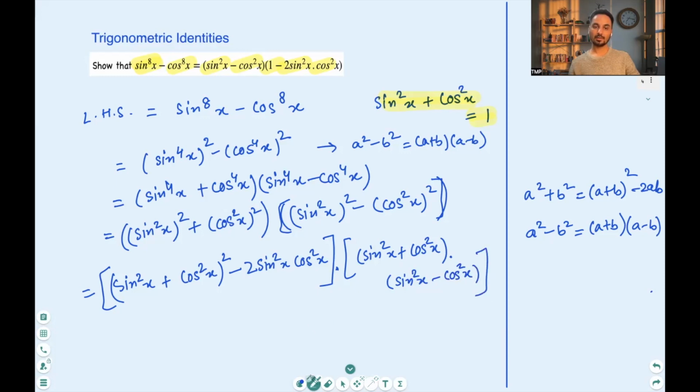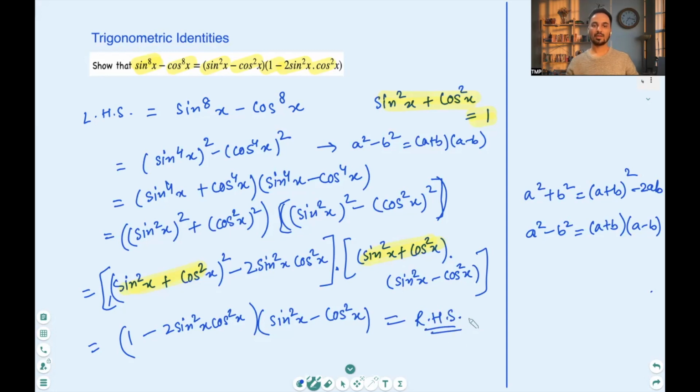And using sin square x plus cos square x as 1 in these two brackets, we will get (1 minus 2 sin square x cos square x) times 1 times (sin square x minus cos square x). So that is sin square x minus cos square x times that factor, which is the same as the right-hand side. And there you have it.